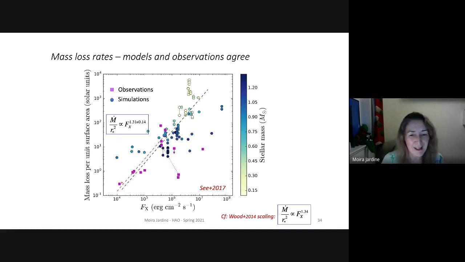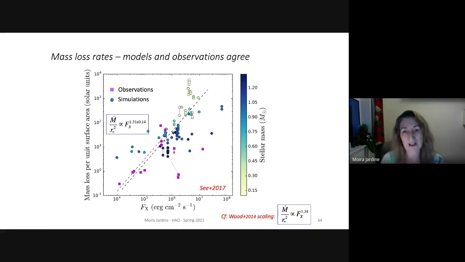So this is an ingenious technique pioneered by Brian Wood and his colleagues to determine wind mass loss rates from Lyman alpha observations. So all these purple squares are observational results, and the purple dashed line is the fit through them. And you can see the relationship down here. The circles are models based on the observed magnetograms. So these are wind models based on observing the magnetic field.